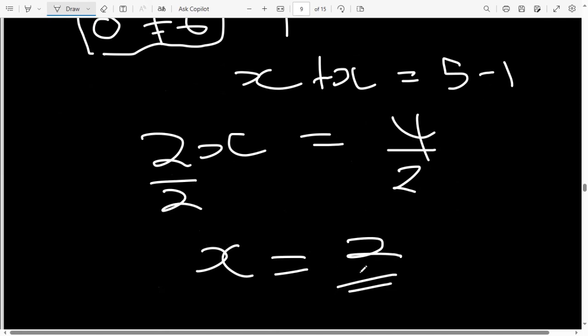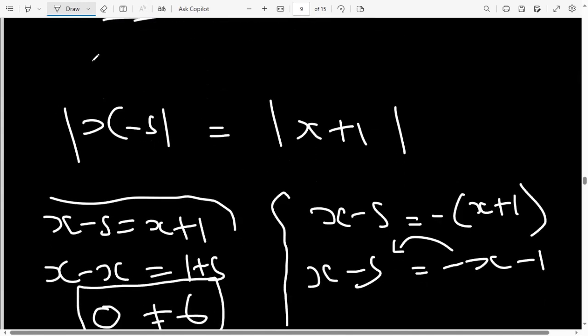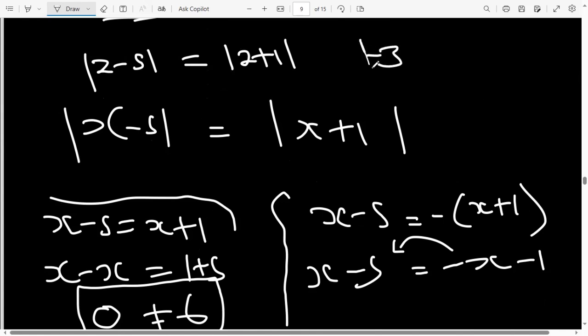Okay, so if you want, you can check if this works. So you come to your equation here, we are going to say modulus of 2 minus 5 is the same as modulus of 2 plus 1. So what is 2 minus 5? It will be modulus of minus 3 is equal to modulus of 3. So we know that modulus cancels out any negativity. So this will be 3 is equal to 3. So the 2 works.